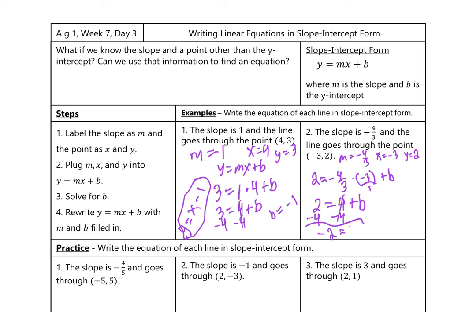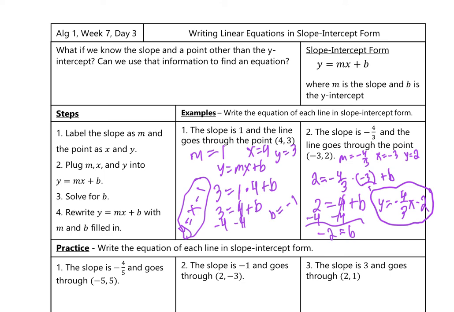So 2 equals 4 plus b, and I need to subtract 4 and get negative 2. So b, our y-intercept, is negative 2. So that means that I have y equals negative 4/3 x minus 2. So common mistakes. 1, not writing your answer at the end. Finding b and just assuming that's your answer. That's not your answer. It doesn't ask you what b is. It asks you to write the equation of the line in slope-intercept form.